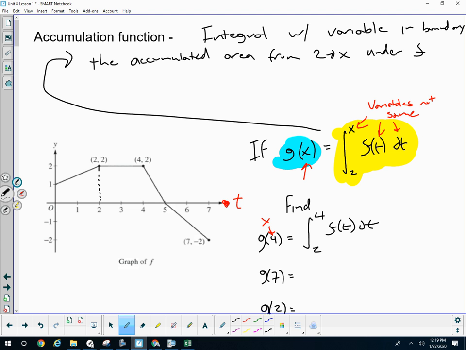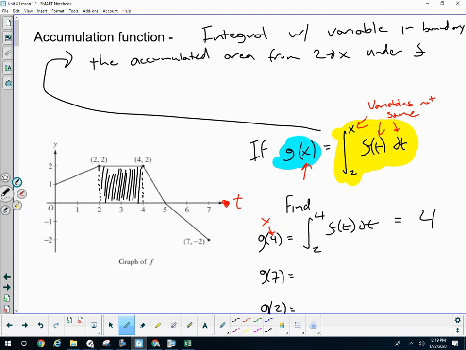Four is correct, because I could take the antiderivative, plug in 4 and plug in 2, but this is also the area under f from 2 to 4, and you actually have an area that you can find. It's not a curve. You can use geometry. You can find the area of that shape.